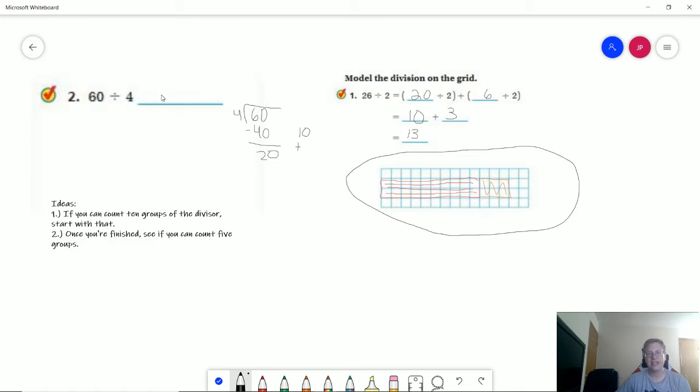So I can't count 10 groups of 4 anymore because I only have 20 left. I can count 5 groups of 4, and so that is what I'm going to do. 5 times 4 would give me 20, and so I would take away the remaining 20, and that would give me 0, and then this would give me a 5 here, and so my answer would end up being 15, but we would write that out here to the side.